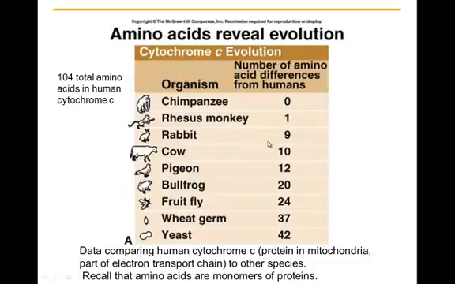In a rabbit, there's 9 differences. In a cow, there's 10. In a pigeon, there's 12. In a fruit fly, there's 24. In wheat germ, there's 37. In yeast, there's 42 differences. So it's kind of interesting.